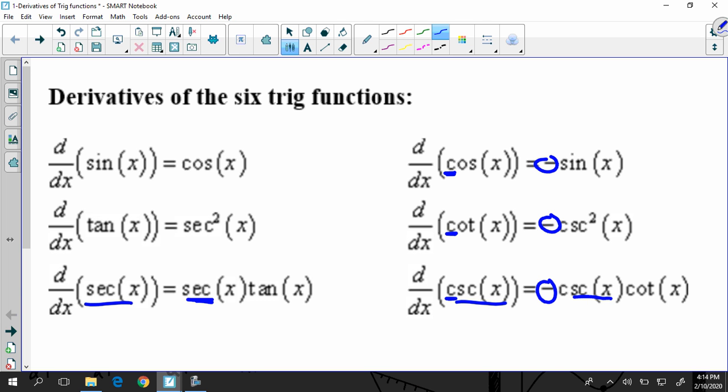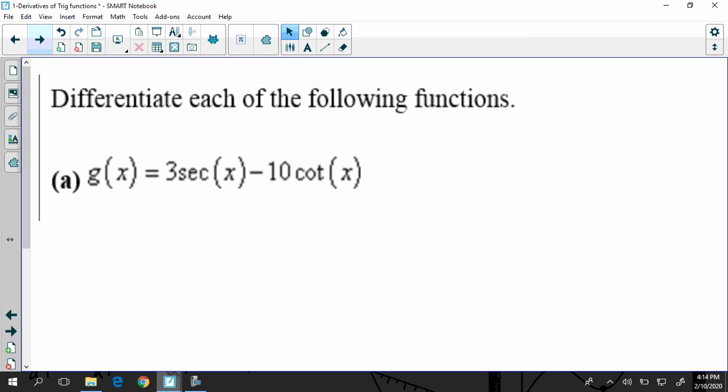Okay, so derivative of secant of x is secant of x tangent of x. Derivative of cosecant is negative cosecant of x times cotangent of x. So anyway, that just helps me keep these straight. But let's look at some examples.